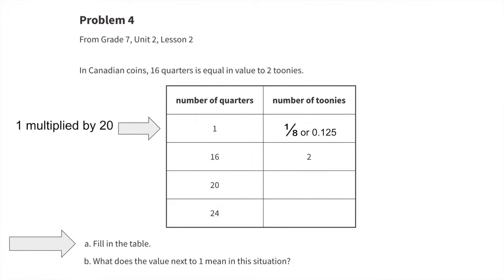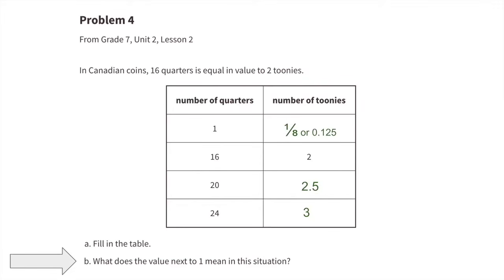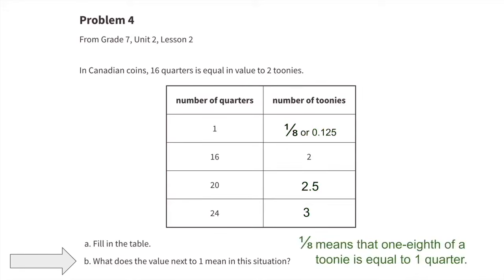1 times 20 equals 20, and 1/8, or 125 thousandths, times 20 equals 2 5/10, or 2.5. Next, we need to fill in this last empty space. 1 times 24 equals 24, and 1/8, or 125 thousandths, times 24 equals 3. B. What does the value next to 1 mean in this situation? 1/8 means that 1/8 of a toonie is equal to 1/4.